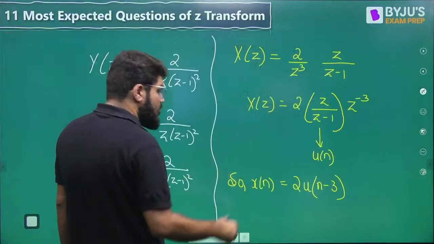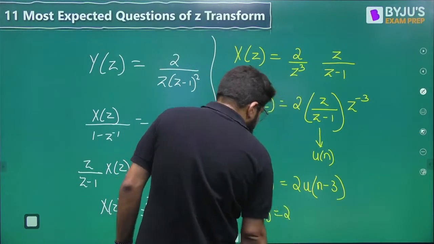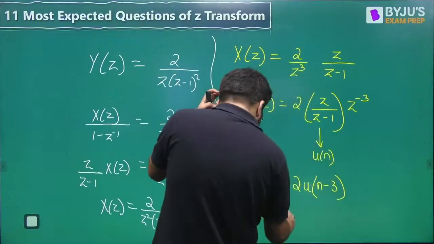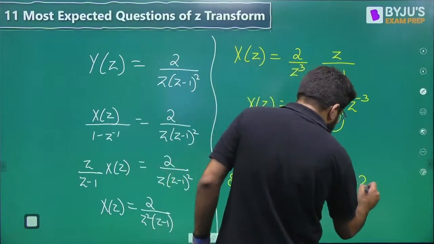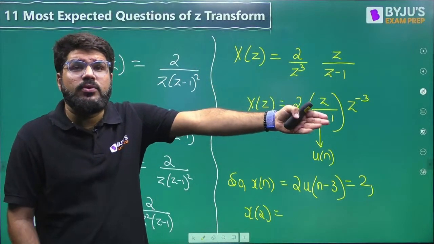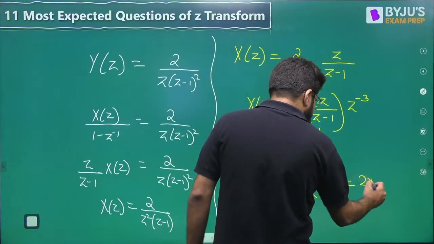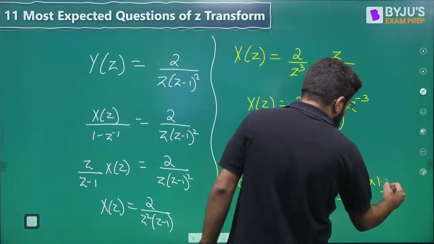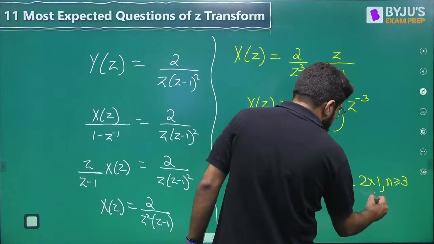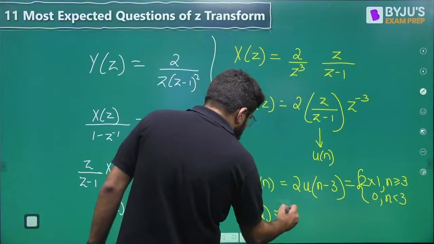Now they are asking the value of x[2], right? Now 2u[n minus 3] is equal to 2 times u of n minus 3. U of n minus 3 starts at n equal to 3, right shifted. So this is equal to 2 multiplied by the unit step, which is equal to 1 for n greater than or equal to 3, and it will be 0 for n less than 3. So what should be the value of x[2]? It is 0.